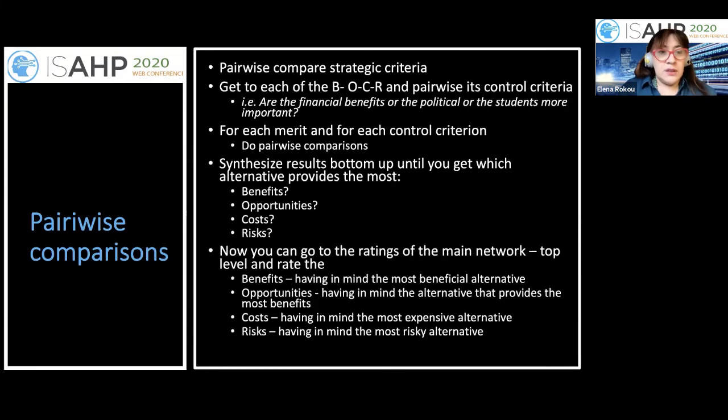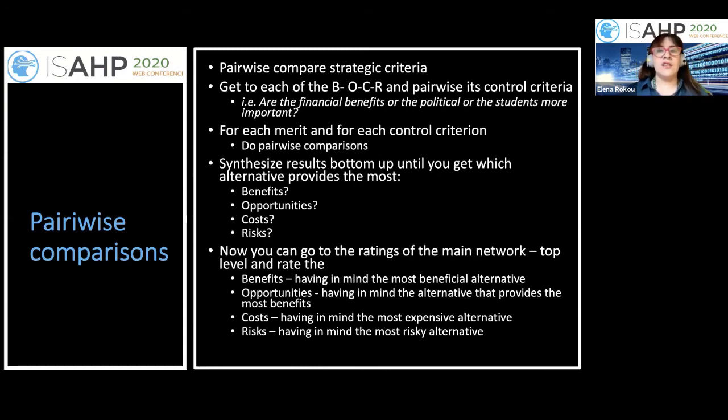At this point, where you have found out all your model and you have already pairwise compared the strategic criteria, you start working with each of your BOCR networks. And what do you do? For each merit and for each control criterion, you do pairwise comparisons, all of them. Or if you need, you can use some shortcuts, like picking only the first line and one for each consequent group. But this is not our goal today.